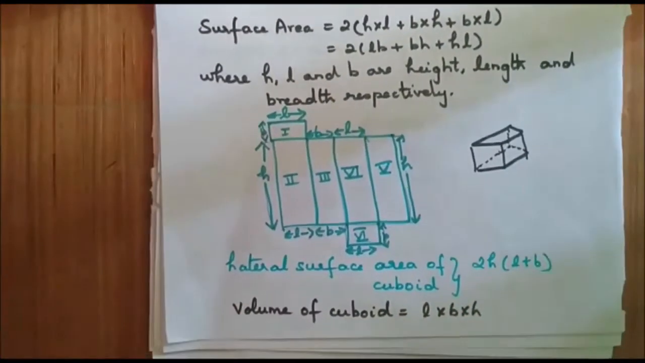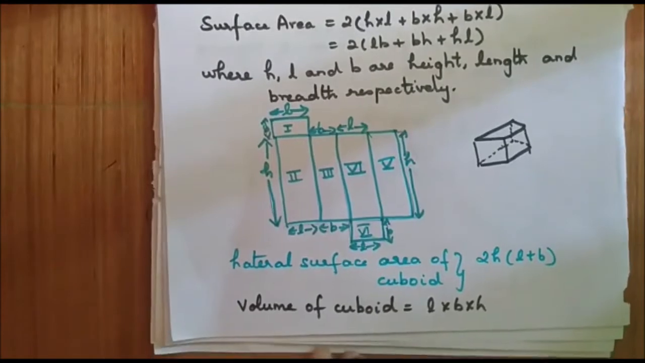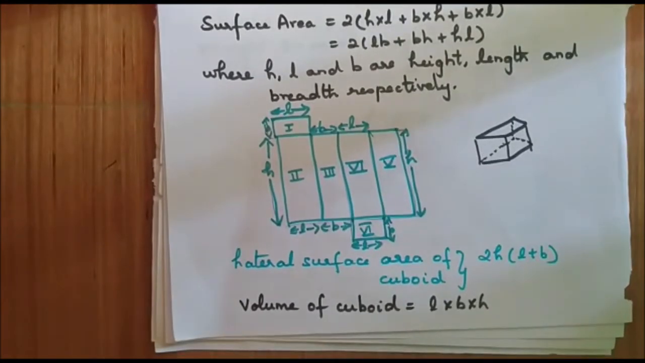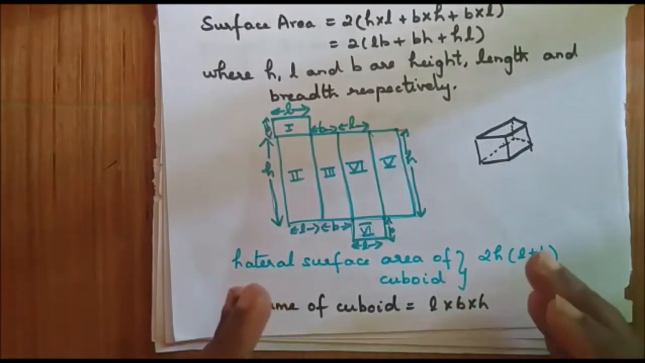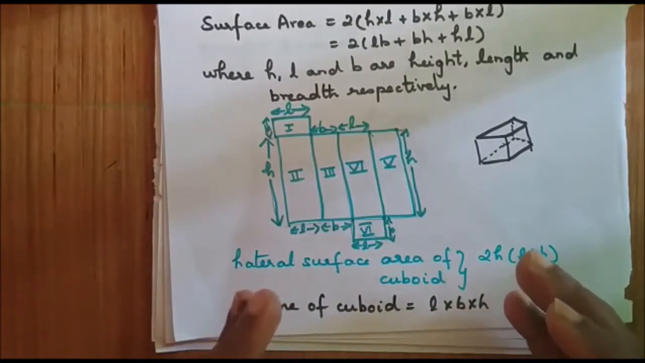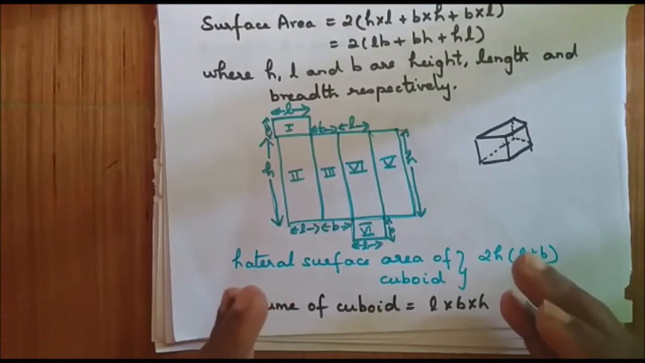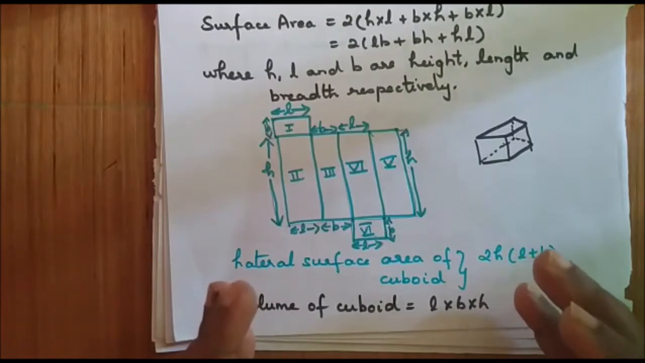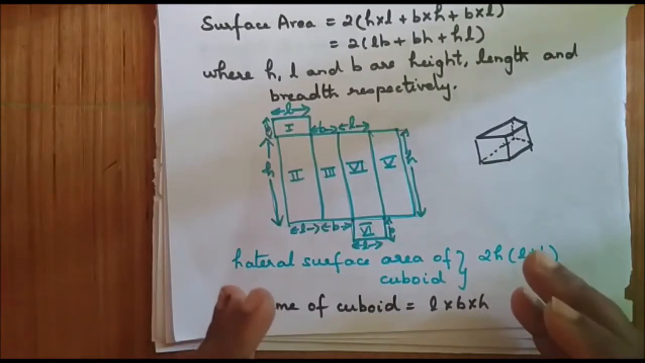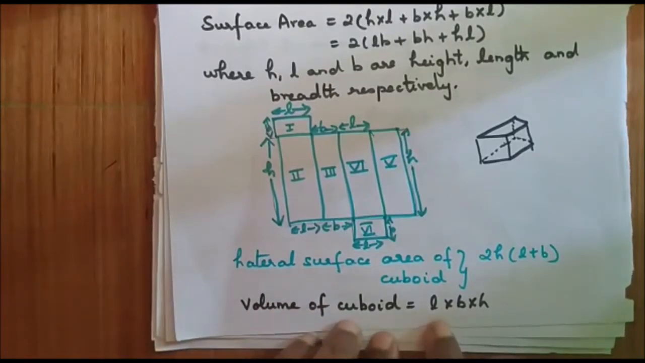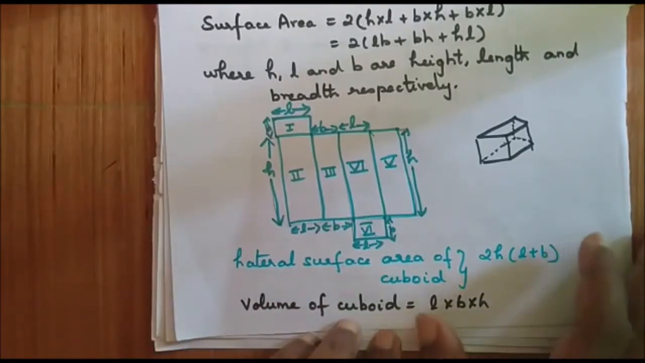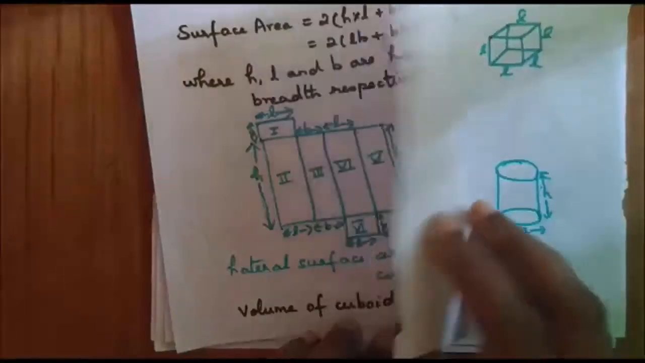Now we will see about the volume of the cuboid. What does volume mean? Suppose you take a container which looks like a cuboid, any metal container or anything, and you fill it with water. The quantity of water that the container can hold is called the volume of the cuboid. I hope you get it. It is given by length into breadth into height. I hope you understood this.